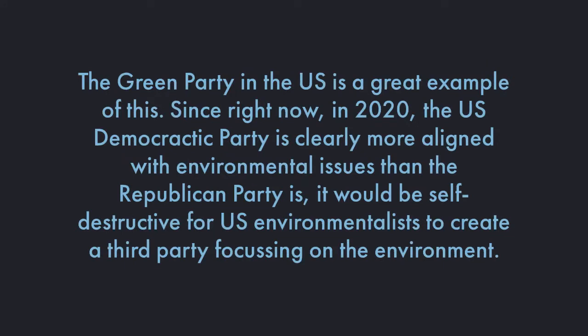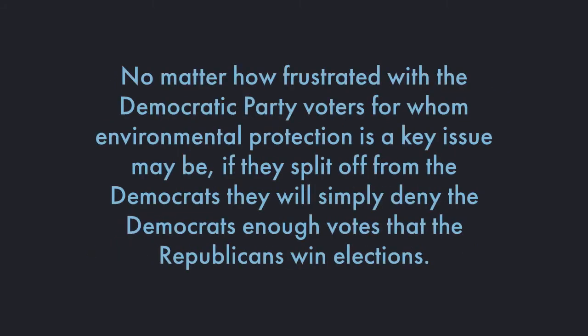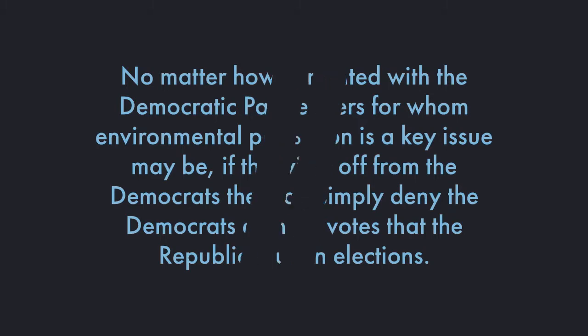The Green Party in the U.S. is a great example of this, since right now, in 2020, the U.S. Democratic Party is clearly more aligned with environmental issues than the Republican Party is. It would be self-destructive for U.S. environmentalists to create a third party focusing on the environment. No matter how frustrated with the Democratic Party voters for whom environmental protection is a key issue may be, if they split off from the Democrats, they will simply deny the Democrats enough votes that the Republicans win the elections.